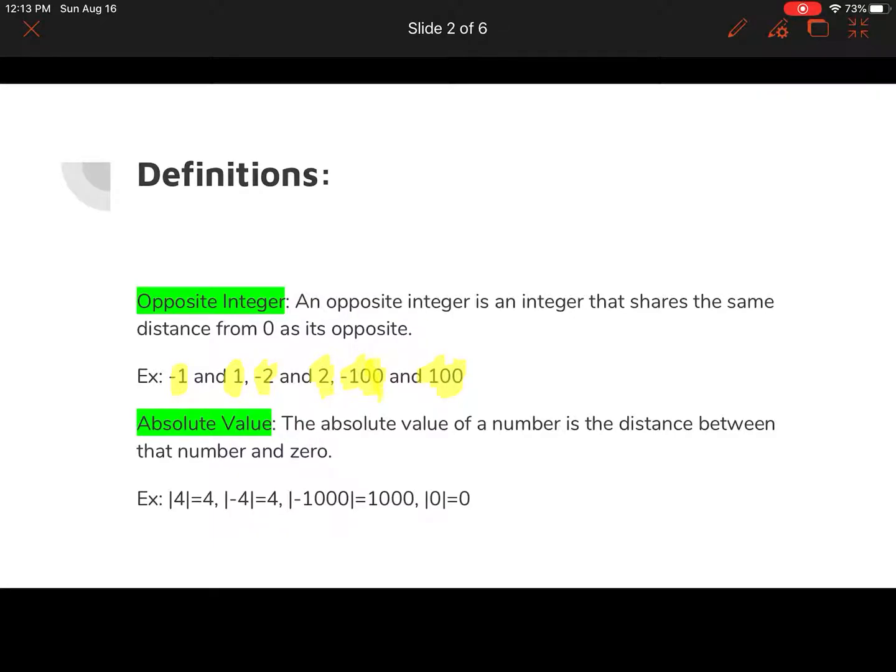Now, the absolute value of a number is the distance between that number and 0. So if we want to think of the absolute value of -4 and 4, then the absolute value of 4 is 4, and the absolute value of -4 is also 4. Since those are both the same, we would know that they are opposite integers, and this will give us another interesting way to find opposite integers.